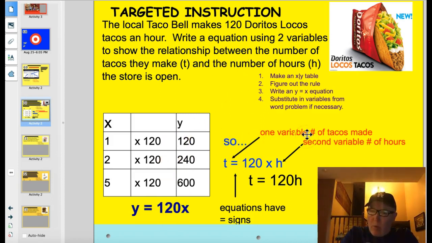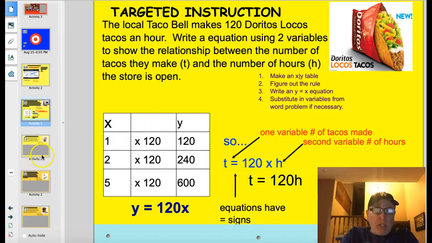The one variable stands for the number of tacos made. So the number of tacos made is equal to 120 times the H, or 120H. T equals 120H. You might see it like that. Remember that the equal sign is that balance point. Both sides on both sides of it would be equivalent.